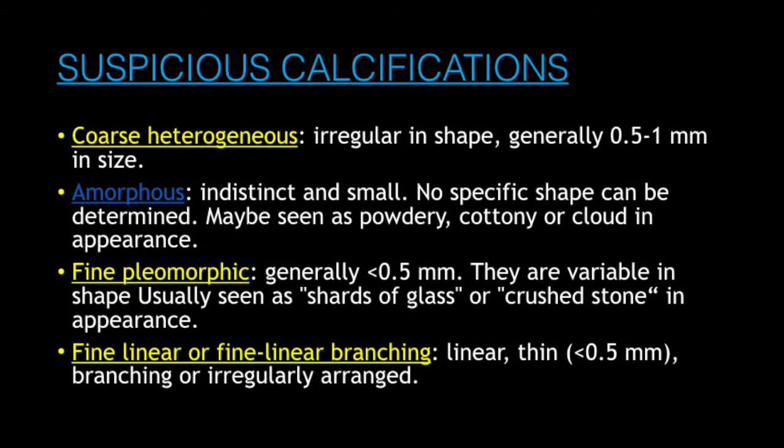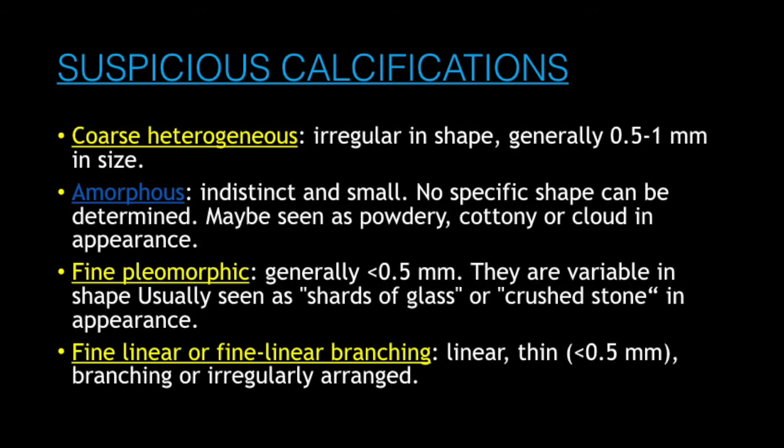Next, we move to suspicious calcifications. Coarse or heterogeneous calcifications are irregular in shape. They are generally 0.5 to 1 millimeter in size. Amorphous calcifications are indistinct and small. They have no specific shape. They could be seen as powdery, cottony, or cloudy in appearance.